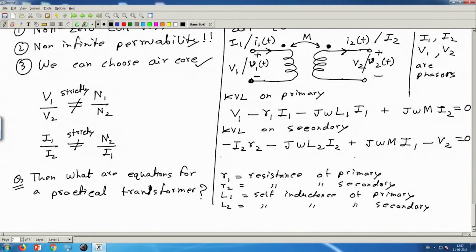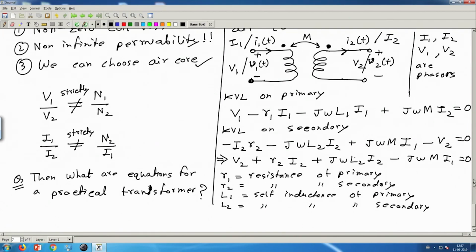Okay, so I can write this also by reorganizing. I multiply everything with a minus sign. So this becomes V2 plus R2 I2 plus J omega L2 I2 minus J omega M I1 is equal to 0. V2 positive, this is positive, positive, this is negative.